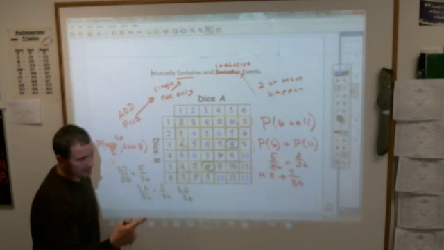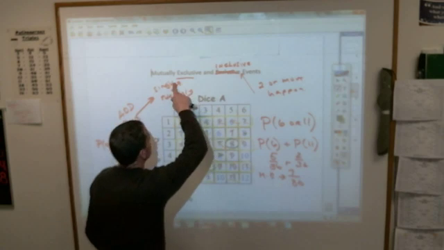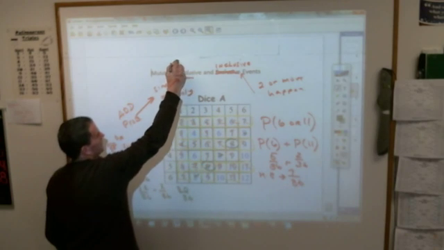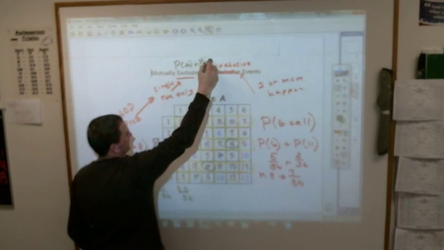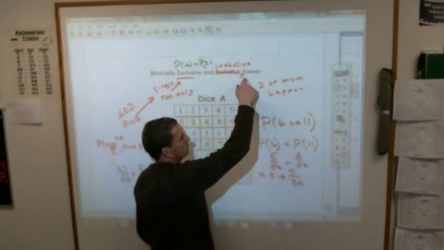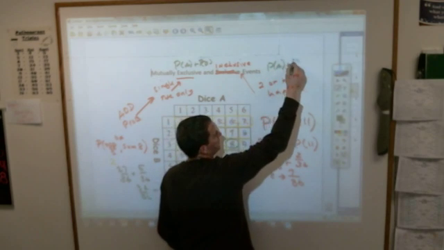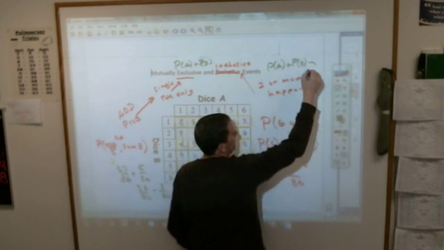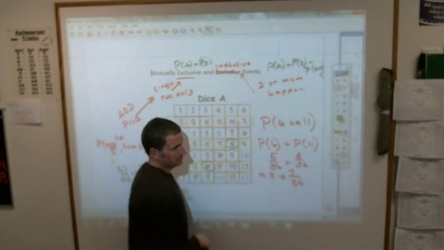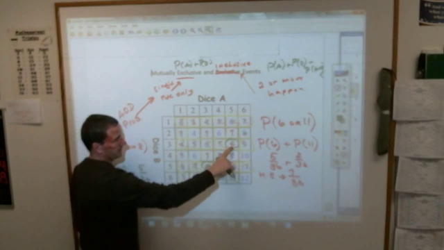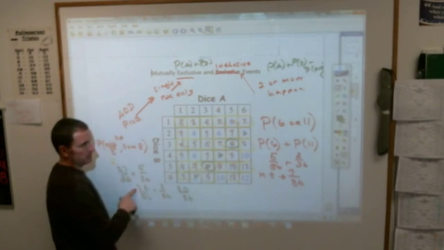The little formula that they use in the book is this. When it is mutually exclusive, it's the probability of A happening plus the probability of B happening. When it is inclusive, it's the probability of A plus the probability of B minus the probability of A and B both happening at the same time. And in this one, they happen both at the same time. So that's why I had to subtract it.